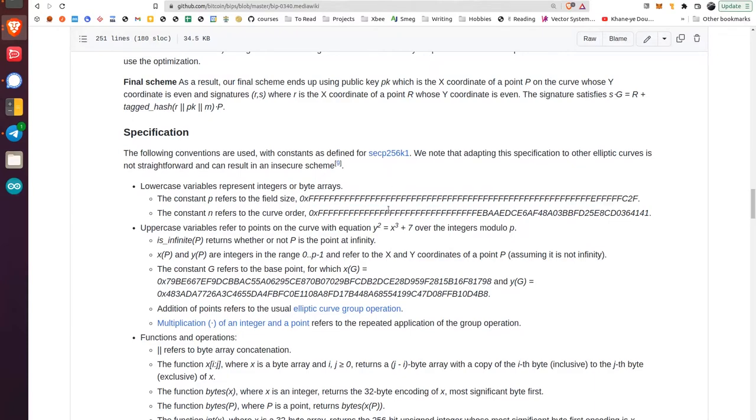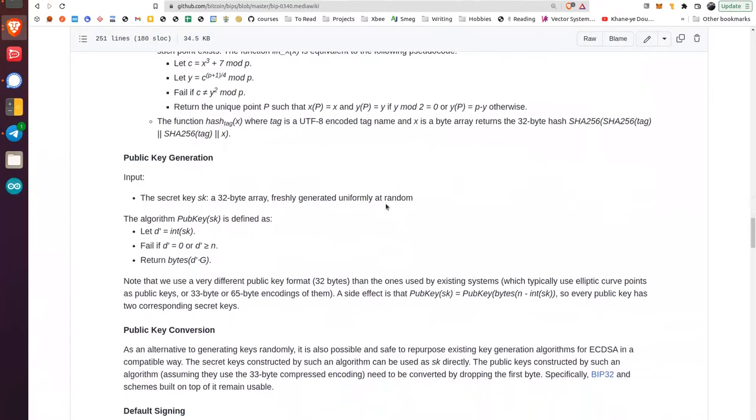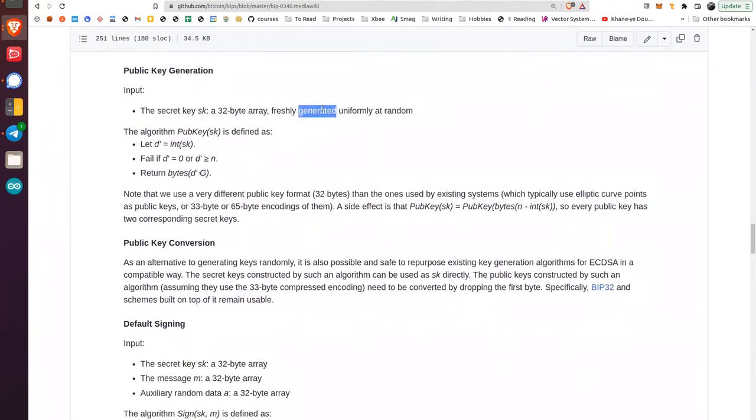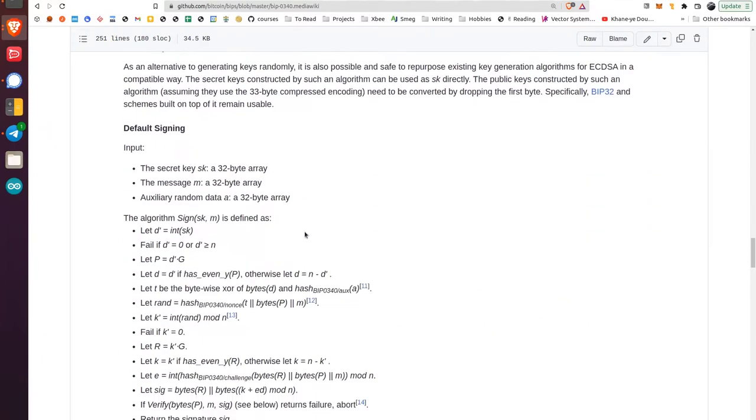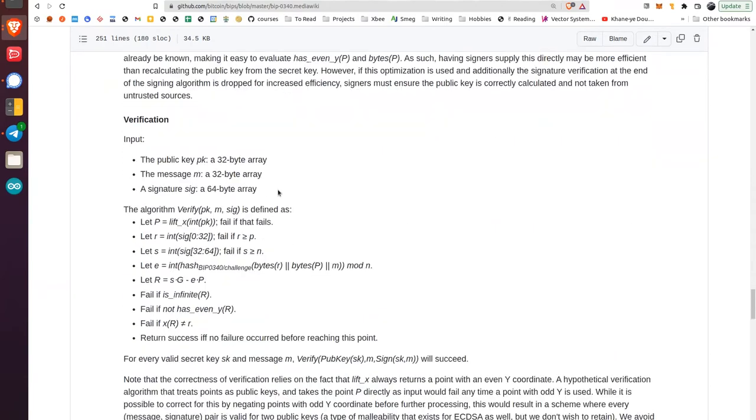So you can use all the same wallet software. You don't have to update that. You just have to update how you create signatures and how you validate signatures. This is how you do the signing. Okay, I think we get the idea.